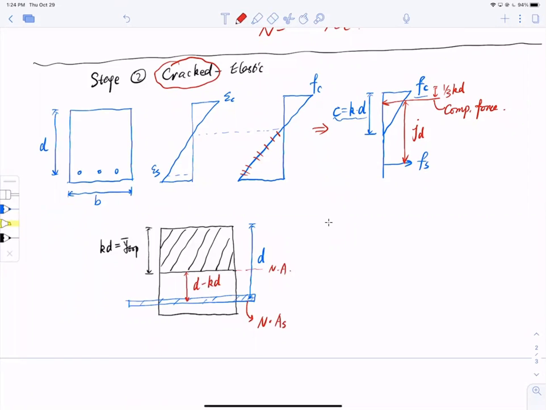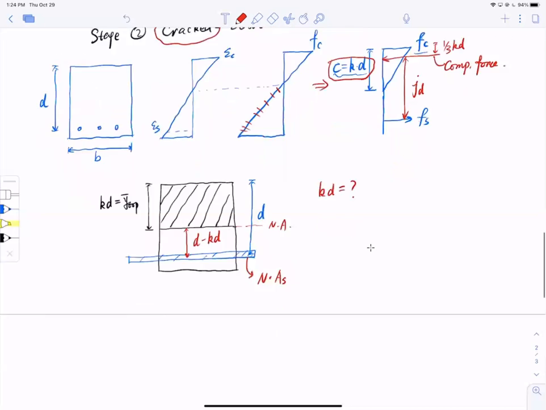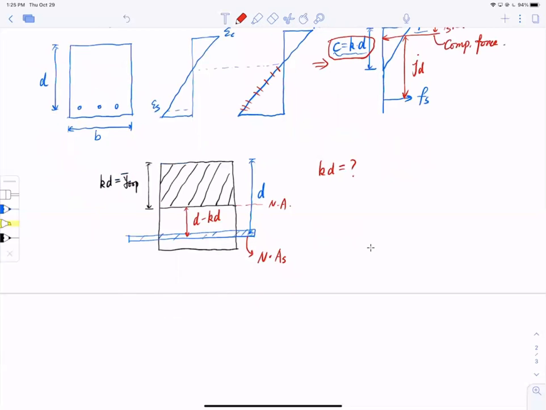Okay. So the question now so far is that we assumed a compressive zone C equal to KD, and we just went down and showed all the dimensions. But the real question is, what is KD?